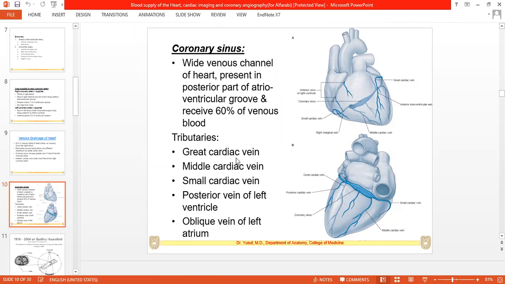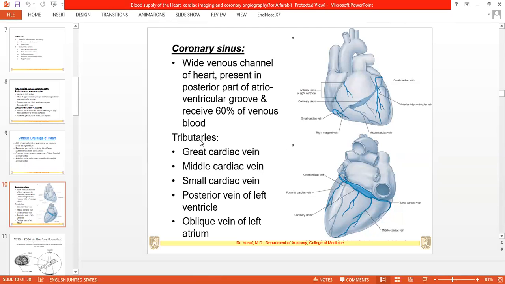One is called the great cardiac vein. If you see here, it is much more clearly seen from the front. It will be going along with the anterior interventricular artery. So this will be present there as the anterior interventricular vein, then will continue as the great cardiac vein, go behind and drain into the coronary sinus.